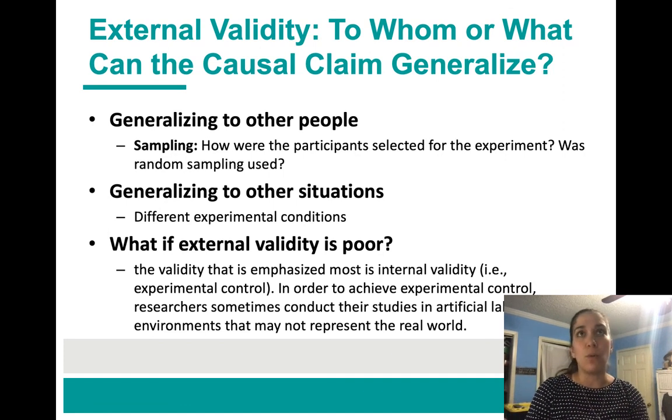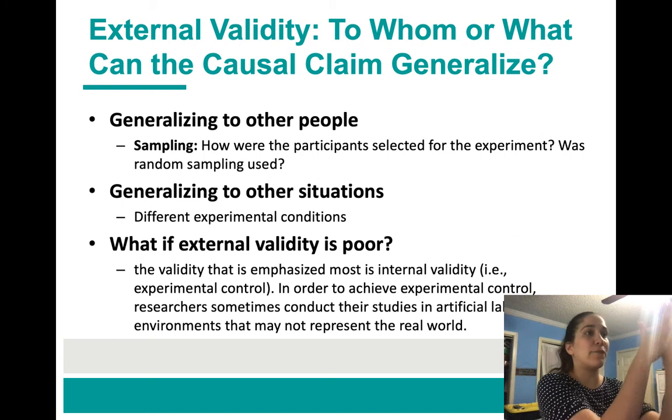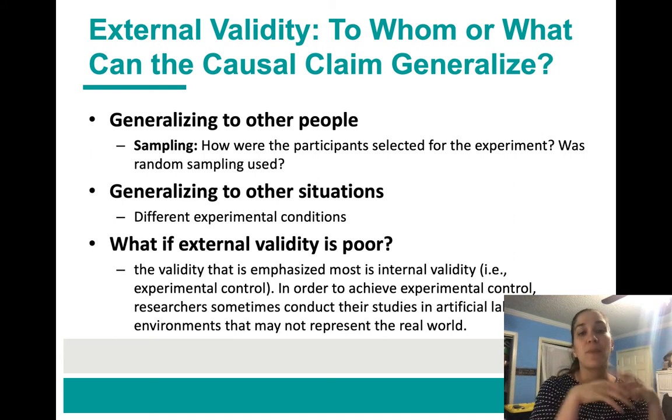And so what happens if external validity is poor? Does that mean that my study is meaningless? Not really. In experiments, all the other validities are important, but internal validity, experimental control, making sure that the only thing that differs is your independent variable, or what you're manipulating, is paramount, right?